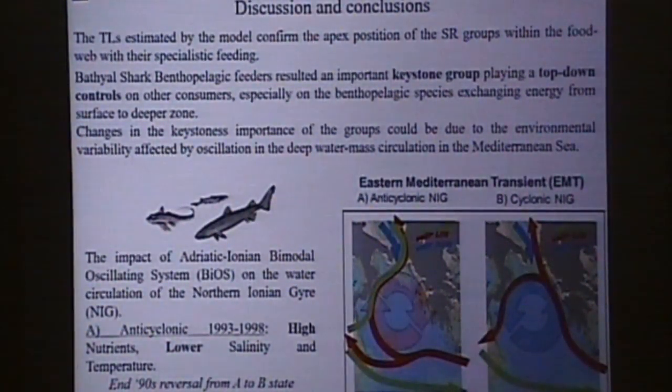And the changes in the keystone importance of the group could be due to the environmental changes that we are observing in the Mediterranean Sea as a consequence of the North Adriatic Ionian bimodal oscillation system, with changes from anticyclonic to cyclonic gyre. This is very important. We verify this condition in the other species in the trophic web.